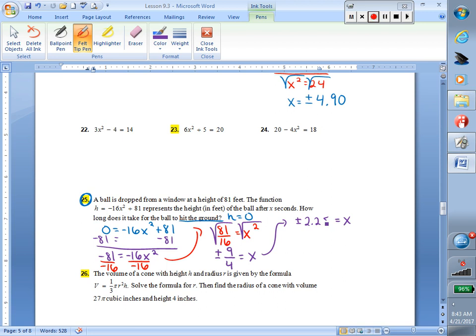But we have to answer the question. It says, after how long does it take for the ball to hit the ground? So how many seconds? The negative doesn't make sense here. So the answer to this question is 2 1/4 seconds. We don't want the plus or minus because the negative doesn't make sense for time.